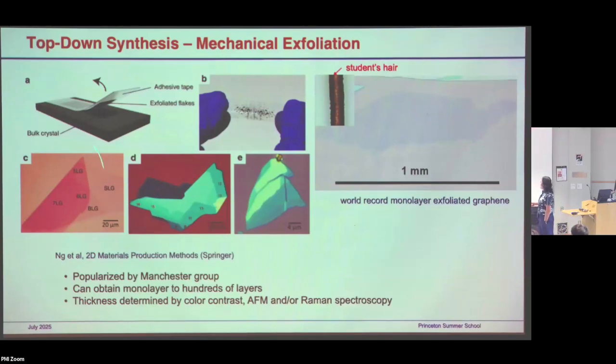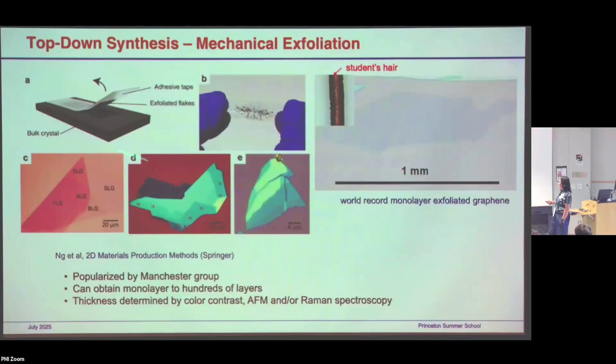So in this case, for example, there's a monolayer, bilayer, trilayer. Anyway, this is the monolayer graphene. I think it's a world record. This is exfoliated graphene that my student obtained. Well, he's so proud after he got this that he put his hair on the same scale for comparison. Okay. Anyway, you can determine the thickness by color contrast. This is the easiest, fastest way to do it. You can confirm it by atomic force microscope or Raman spectroscopy.